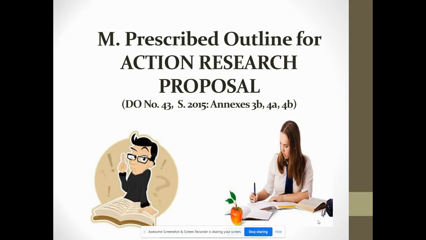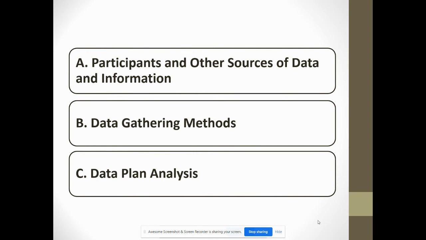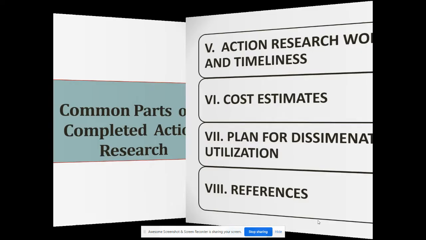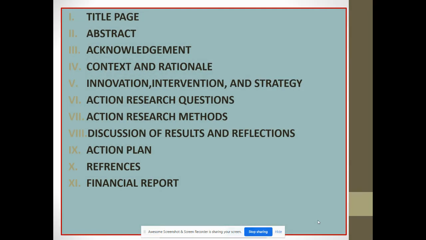Then prescribed outline for action research proposal. Then common parts of a completed action research: title page, abstract, acknowledgement, context and rationale, innovation, action research question, methods, discussion of results and reflection.